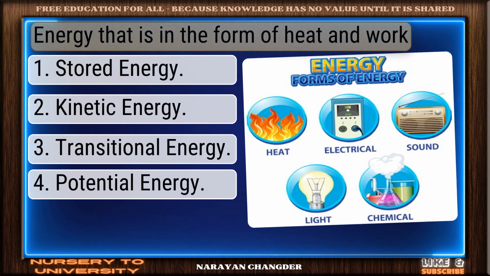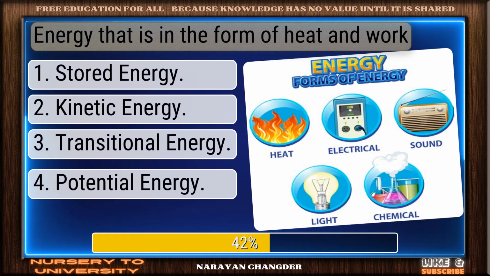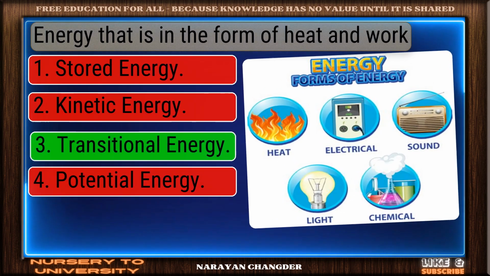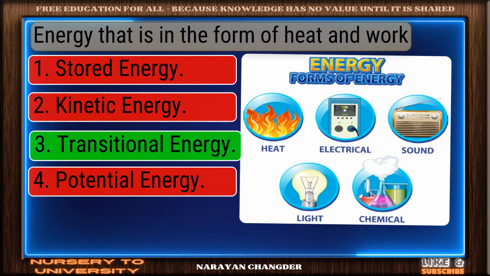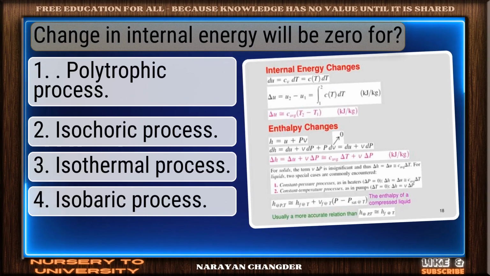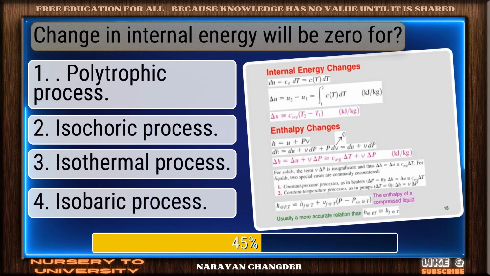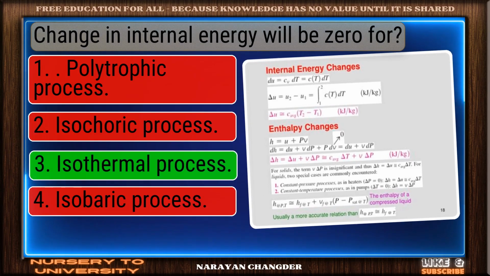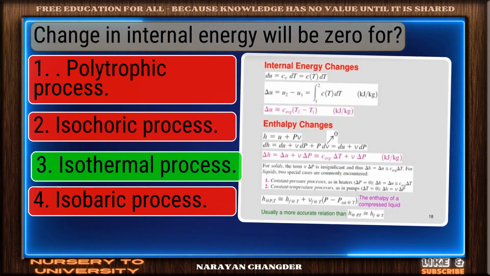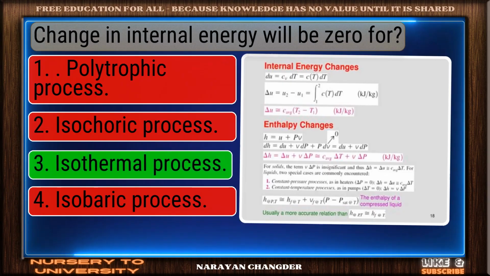Energy that is in the form of heat and work. You got it. Your choice, transitional energy, is right. Change in internal energy will be 0 for. Good job. Your answer, isothermal process, works well here.